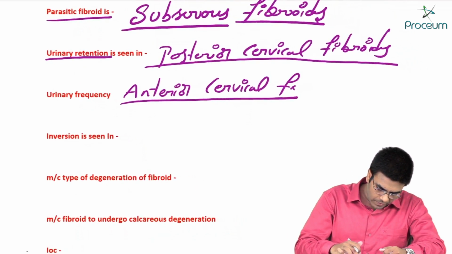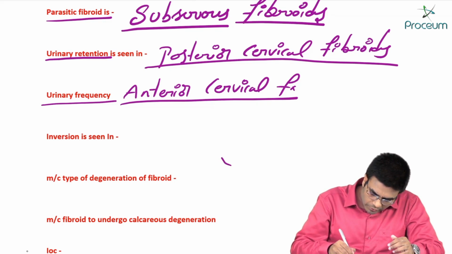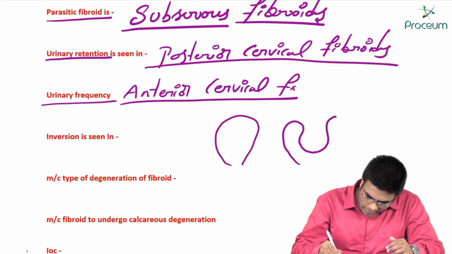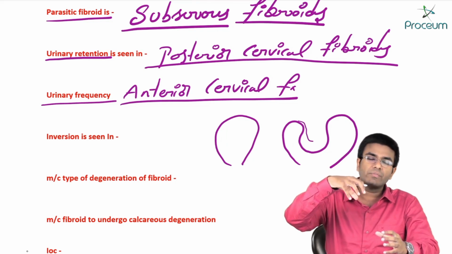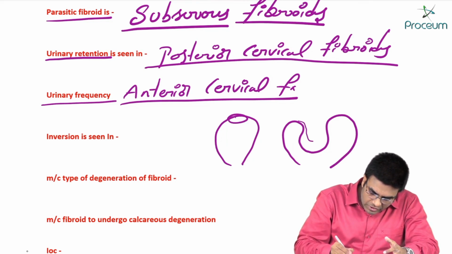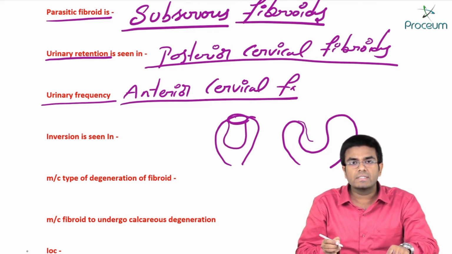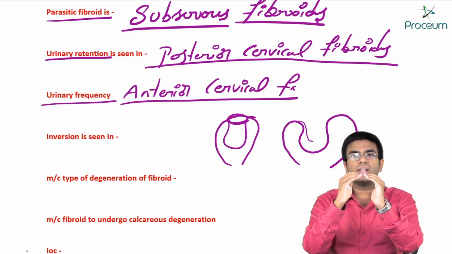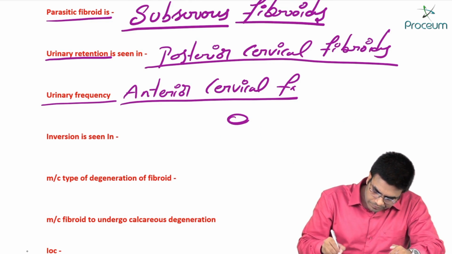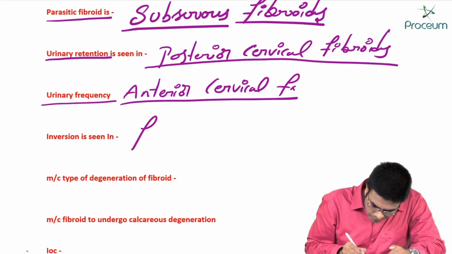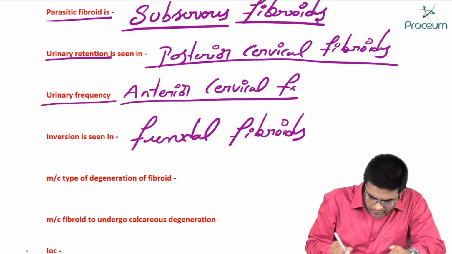Okay, now inversion is seen in, inversion means uterine inversion. Usually the uterus is something like this. Now uterine inversion means it happens something like this. So the fundus is coming down. If you put a large load at this region, at the fundus, it will come down something like this. So fundal fibroids, fibroids at the region of the fundus, will cause uterine inversion. Inversion is seen in fundal fibroids.